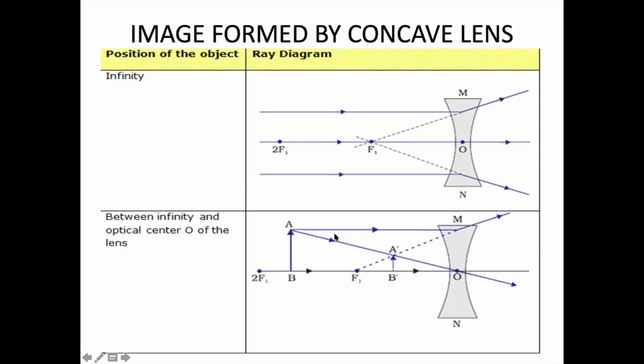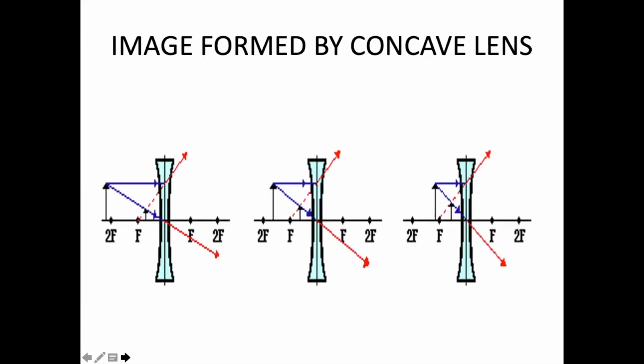Even if I bring the object nearer, at F also, the image will be virtual, erect and small. Please remember it. Image formed by the concave lens: beyond 2F, virtual and small. Between F and 2F, virtual and small. Within F, virtual and small.